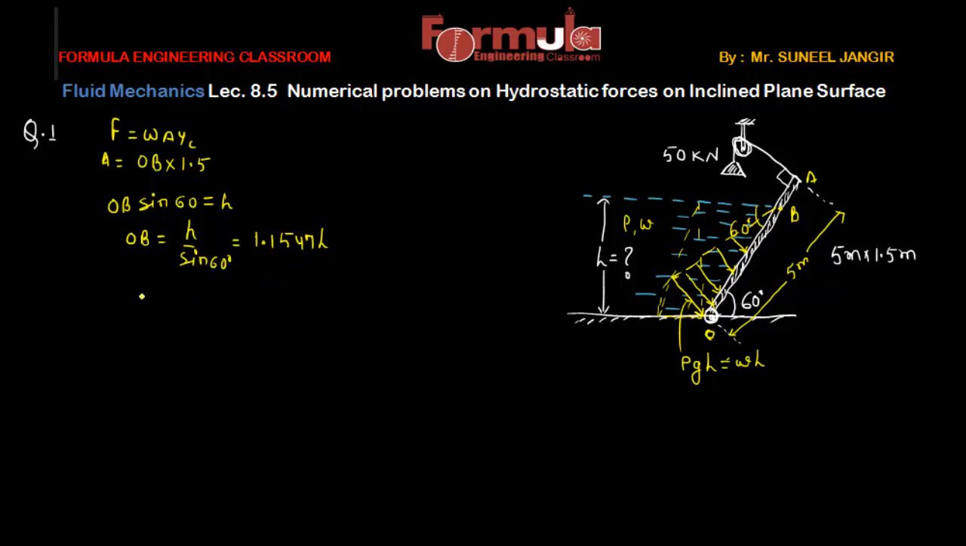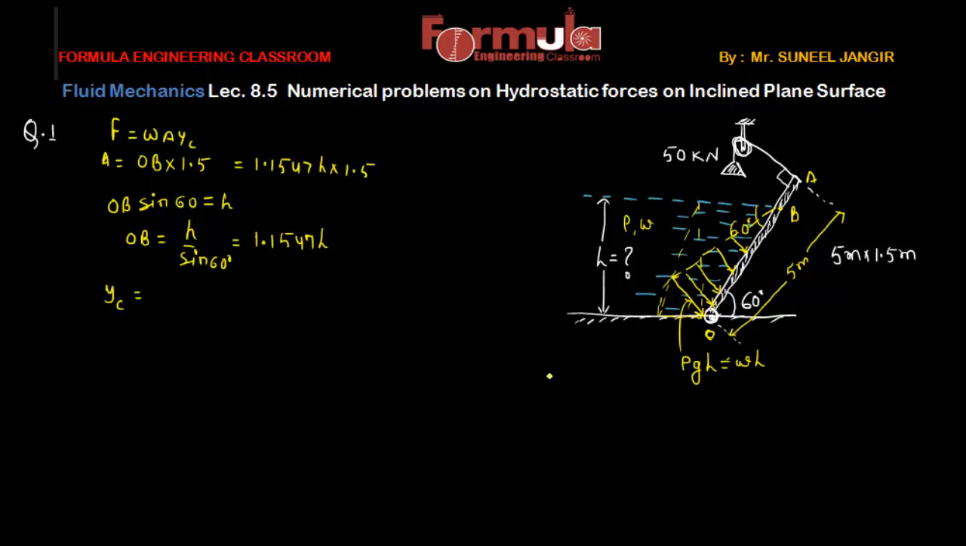Then we want to calculate the area. So let me write here, this is equal to 1.1547 times H into 1.5. So A is known in terms of height. Now YC. So YC we can calculate.